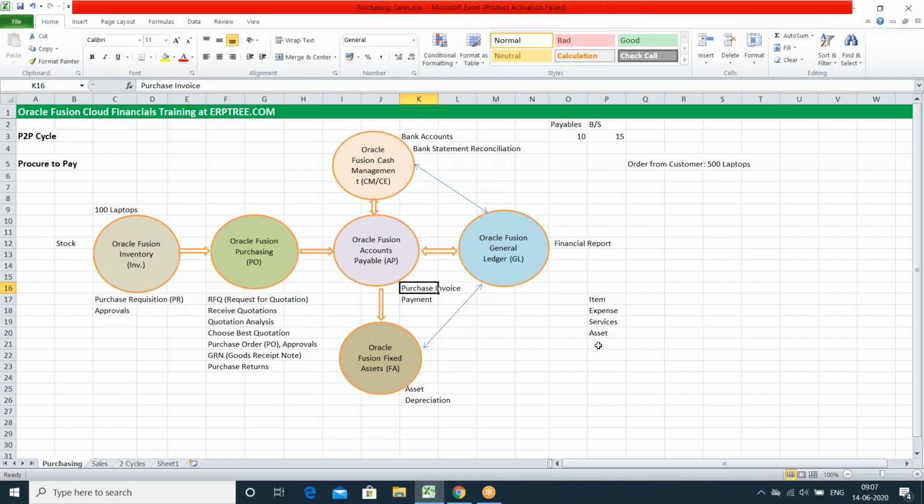Okay, you raised one PO and based on the PO you want to make the payment. That means creating a purchase invoice based on the PO, that we call PO backed invoice. No PO, creating an invoice in the payables, that we call non-PO based invoice. You'll understand all this in the classes.